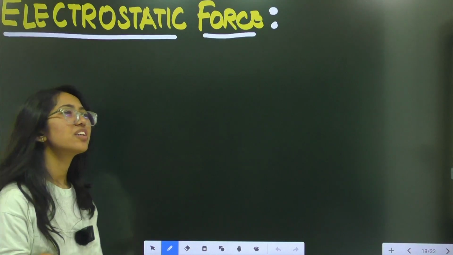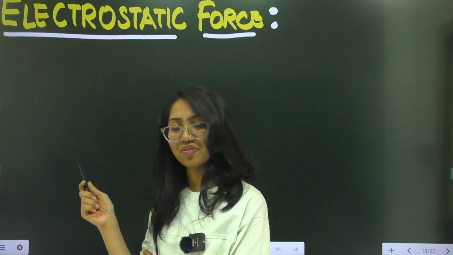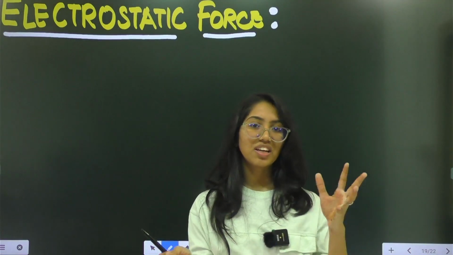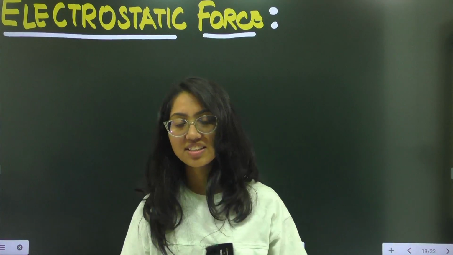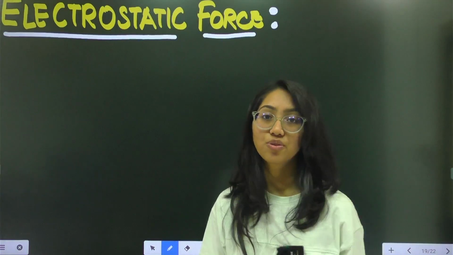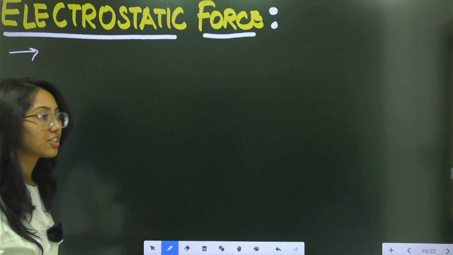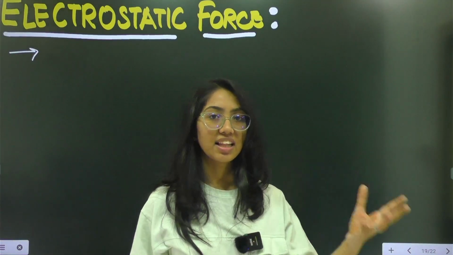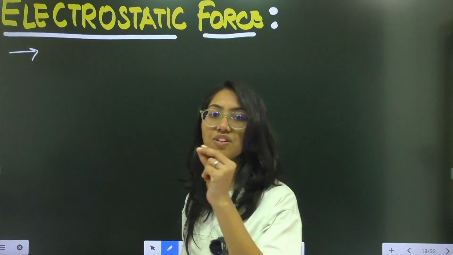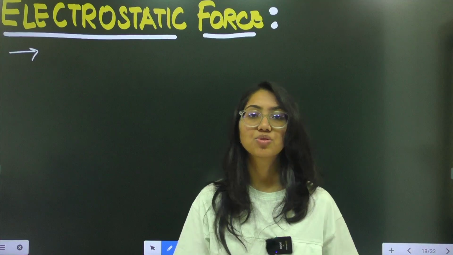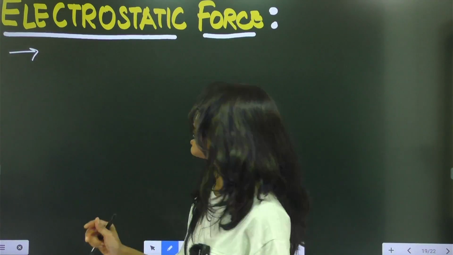Electrostatic force. We just learned before that the forces between like charges are repulsive and unlike charges are attractive. Now what kind of force is this? Electrostatic force applies to the smallest, fundamental objects like electron, proton, neutron. The forces between electrons and protons are called electrostatic forces.